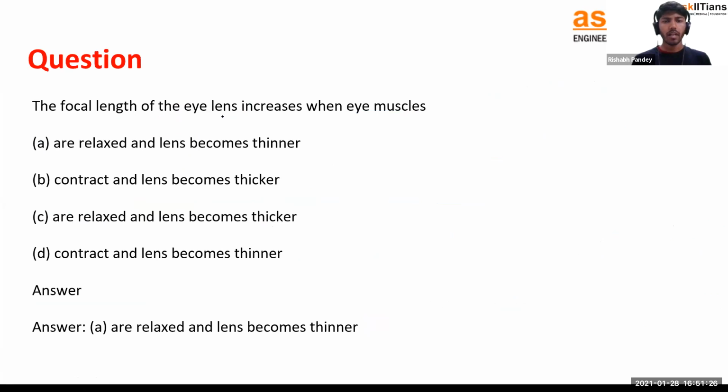the focal length of the eye lens increases when the eye muscles are relaxed. Try to understand the situation. The focal length of the eye lens is increasing, which means that the power of the lens will decrease. And when the power of the lens decreases, that means, as you can see over here, the muscles are relaxed and the lens becomes thinner, right? The lens becomes thinner.